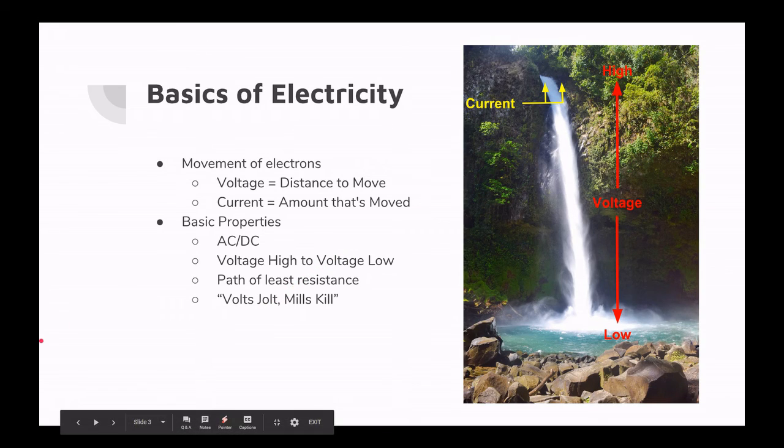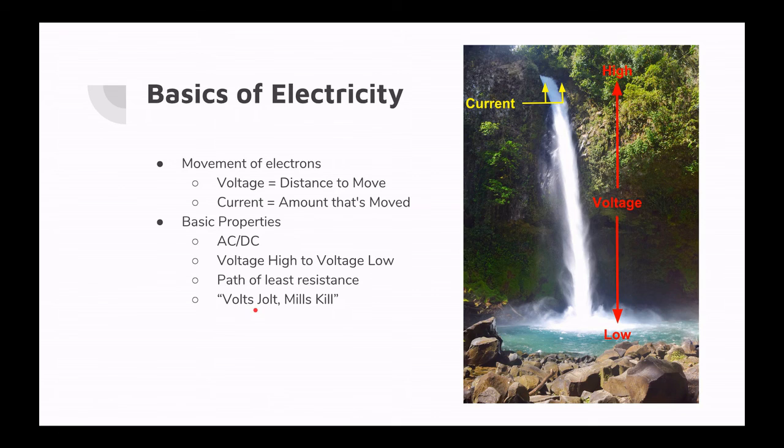The final note here is that volts jolt and mils kill, and that's more of a safety thing. When we're talking about electricity, it's important to mention being safe and treating these things with a certain amount of respect. People can take tens of thousands of volts and be perfectly fine. That's what that volts jolt means. Mils kill means that it really only takes 100 milliamps to stop your heart. And to put that in perspective, your house has 20 amp outlets in it. That's enough current to kill you 200 times over.